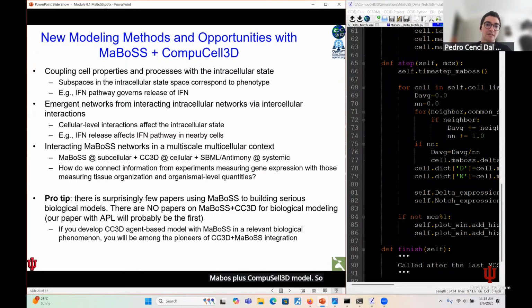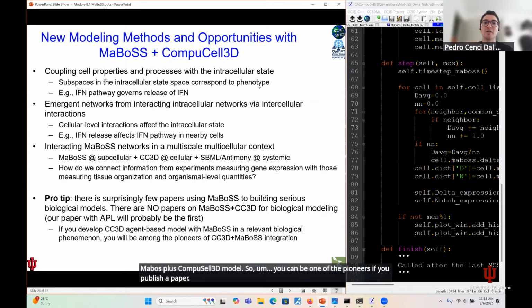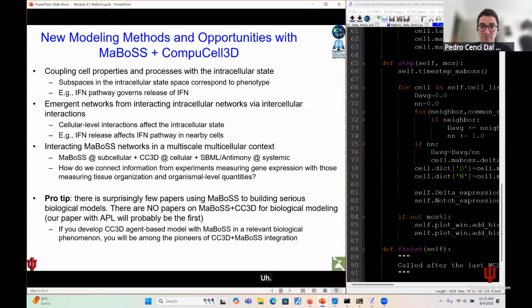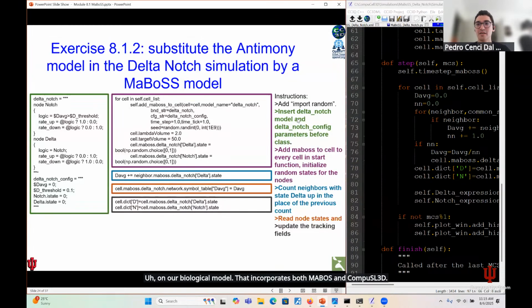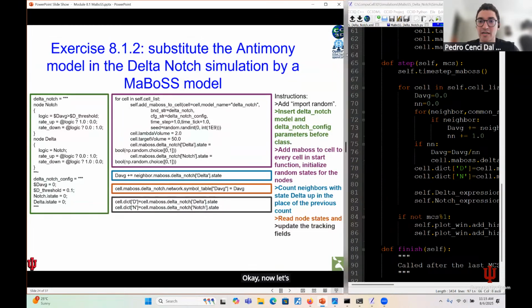So you can be one of the pioneers if you publish a paper on a biological model that incorporates both MaBoSS and CompuCell3D. Okay, now let's get to our exercise.